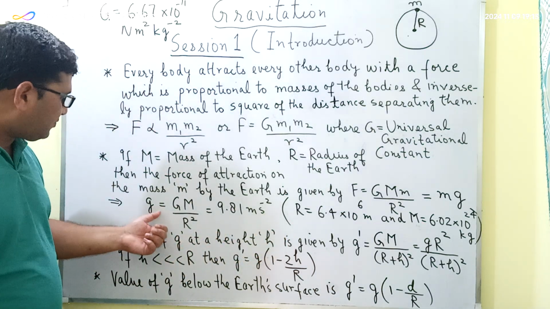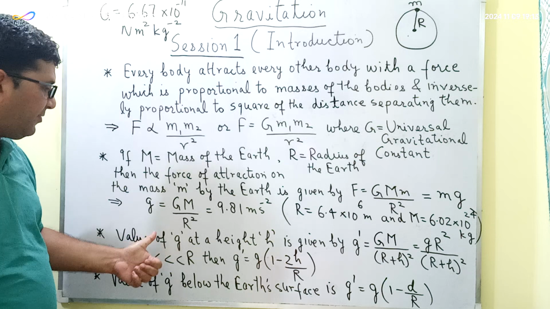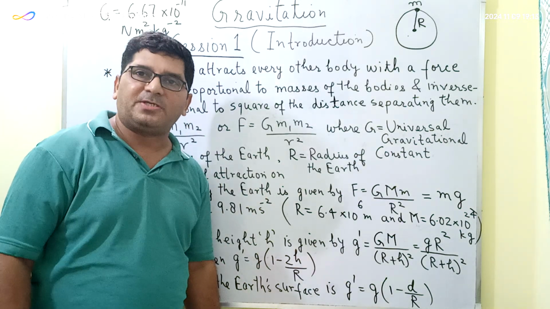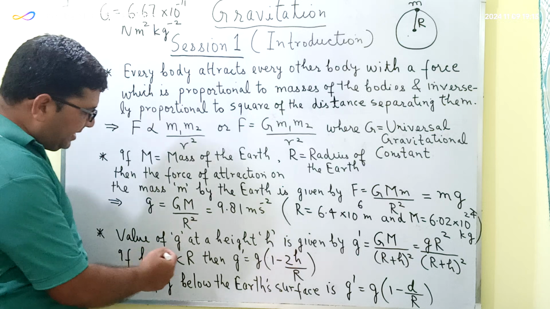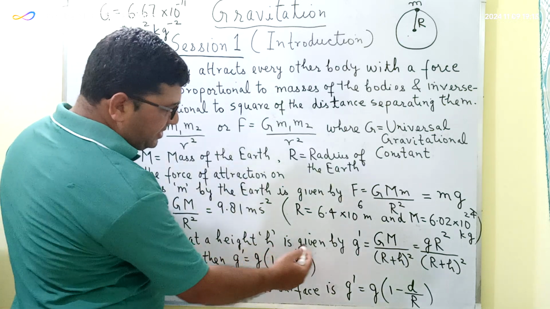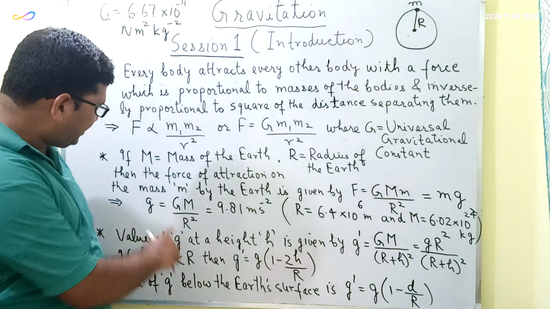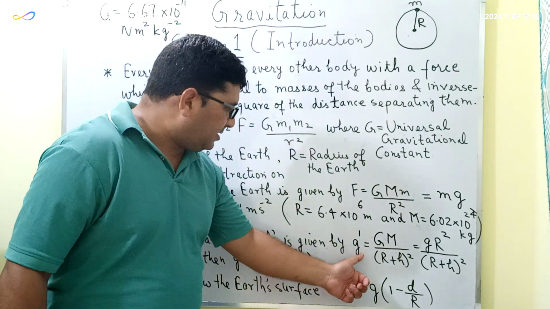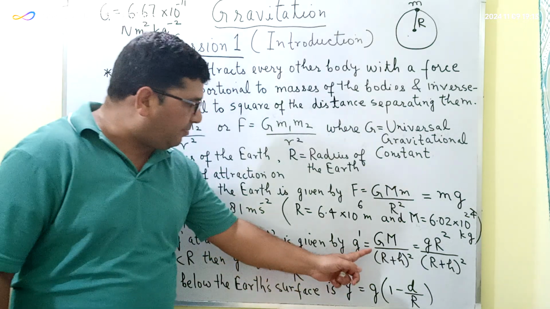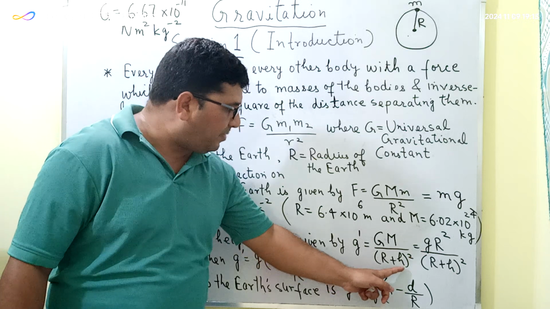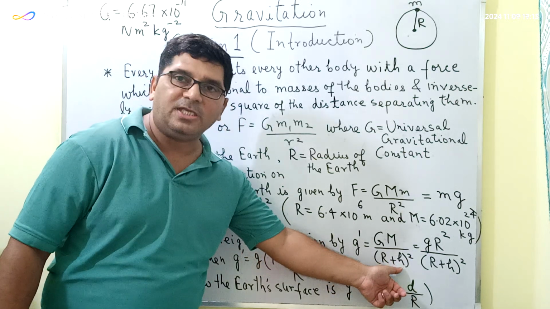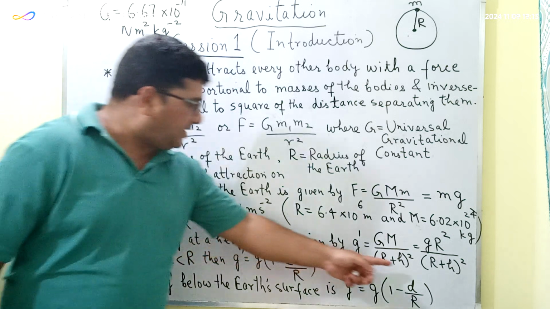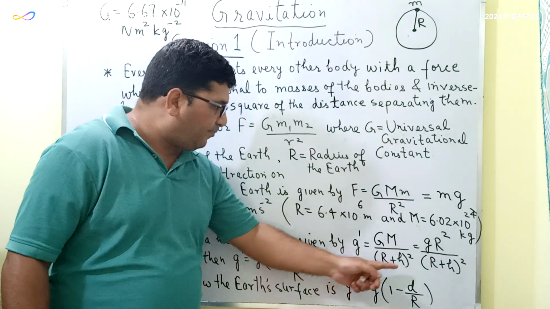Now this acceleration due to gravity varies with the altitude and with the depth with respect to the earth. So the value of the acceleration due to gravity at a height h is given by, here see, g is equal to G M divided by R square. Now at a height h, this acceleration due to gravity will be equal to G M divided by R plus h whole square, where h is the height above the surface of the earth.